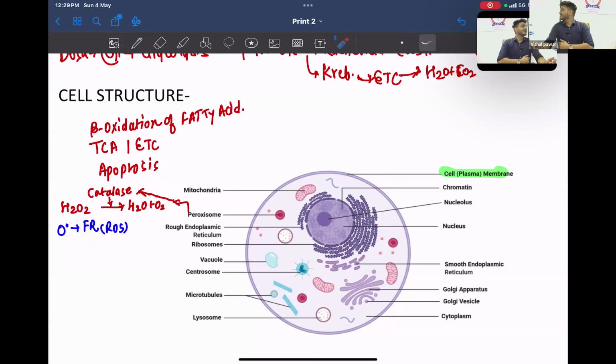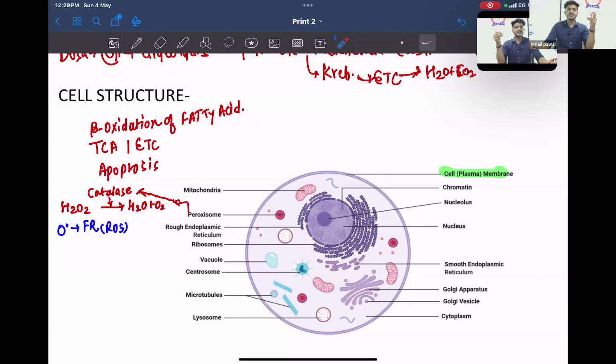Free radicals. And what we Indians are doing is increasing the free radicals. We are eating whatever comes in our way, right? So when we eat more, we will have more free radicals, and more free radicals will lead to more cell injury, and early aging will be there.